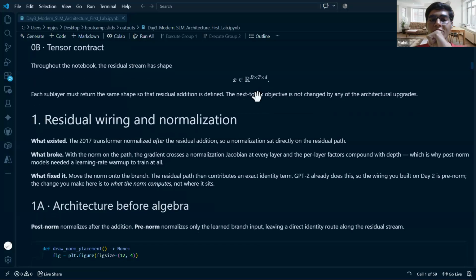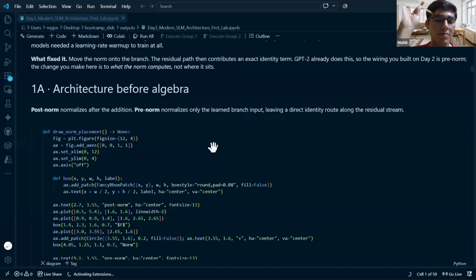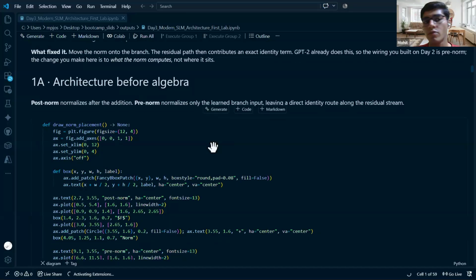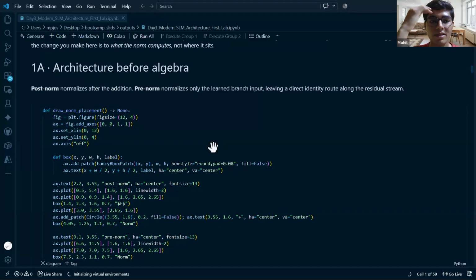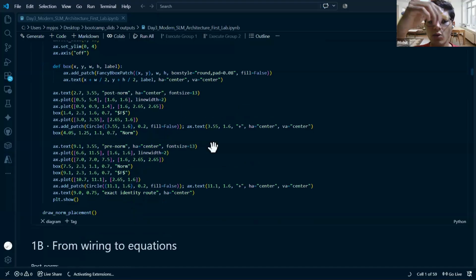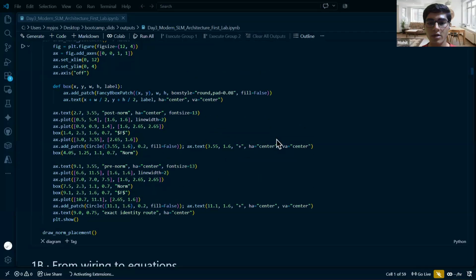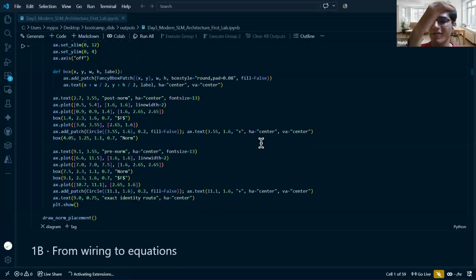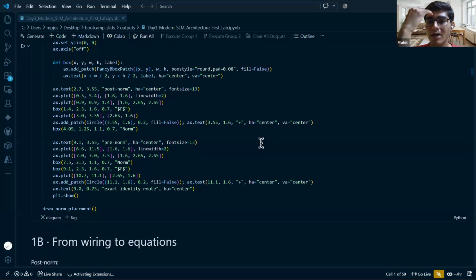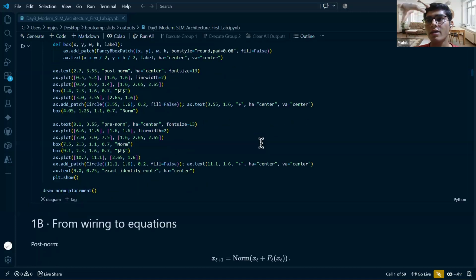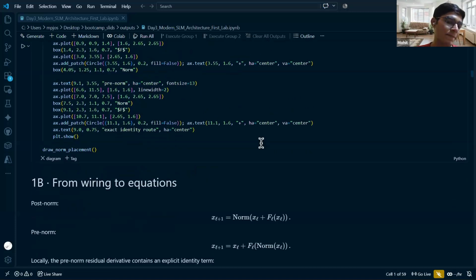Now we get into today's topic, that is normalization. The first thing that we saw was the pre-norm and the post-norm, right? So this is the code for the pre-norm. I do not want you to code anything in this block. It's fairly straightforward. It would give you a matplotlib plot, and you would be understanding it through visualization only.